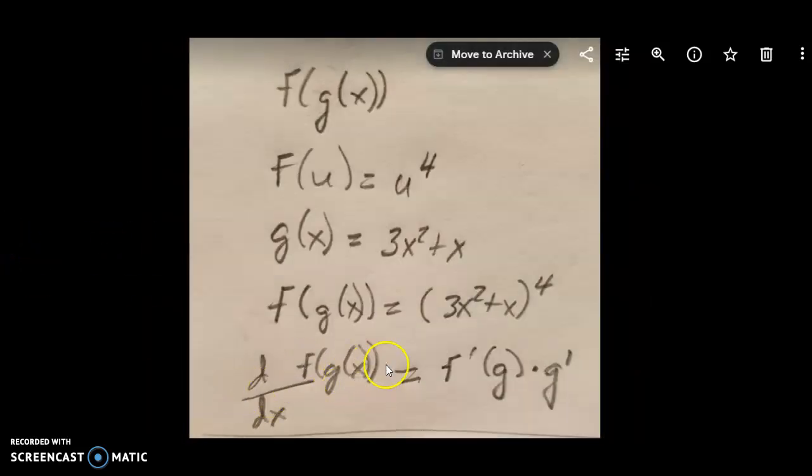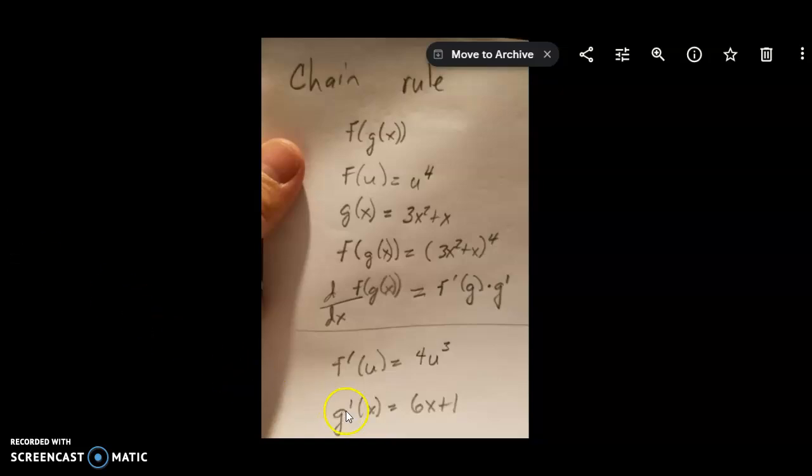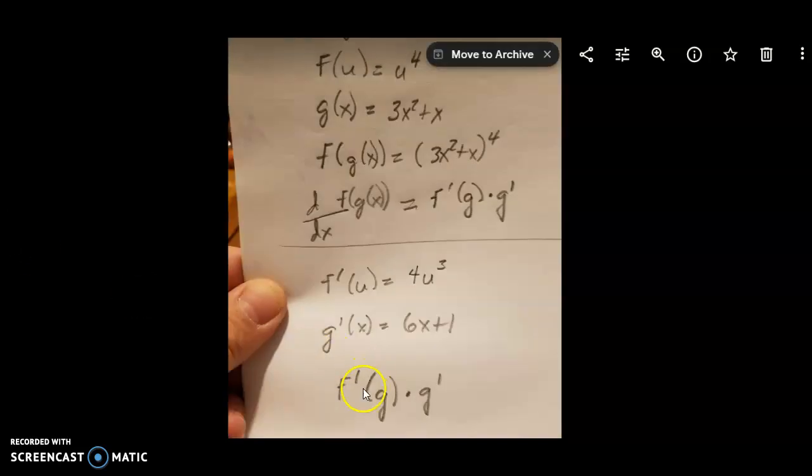And when we take its derivative, we take the outside function derivative, keeping the inside the same, and then multiply it by the derivative of the inside function. So if we look at the first function, it was u to the 4th. When we take its derivative, it's 4u to the 3rd. And then if we look at the inside function, the derivative of 3x squared plus x is 6x plus 1. So we take the outside function, stick the inside in, times the derivative of the inside.